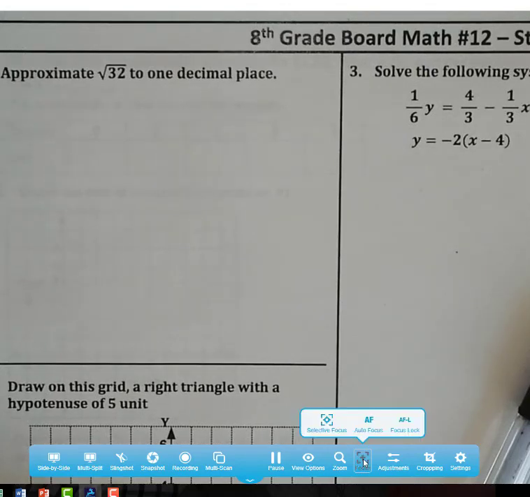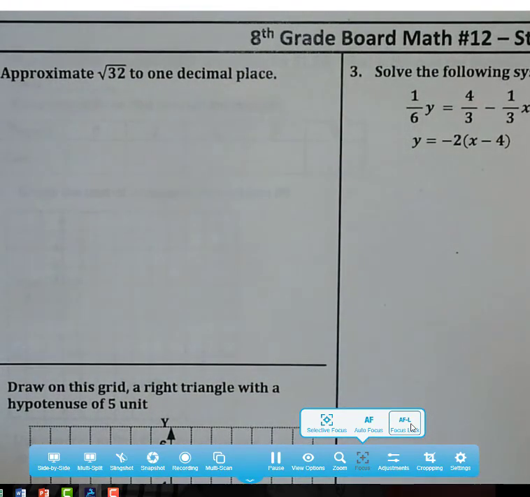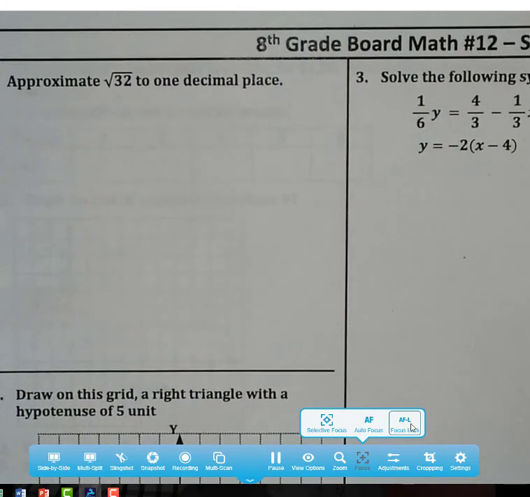Board number 12. It says approximate the square root of 32 to 1 decimal place.